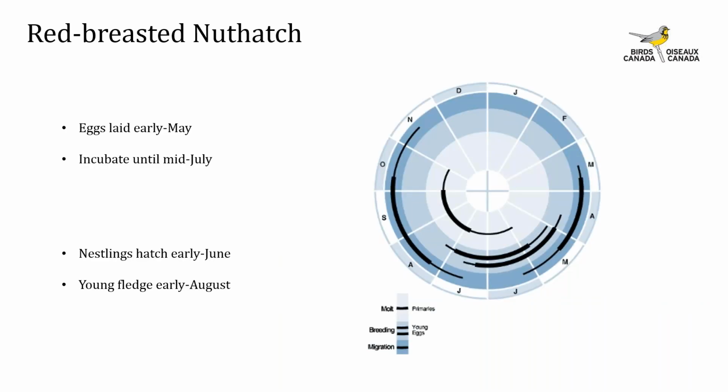The red-breasted nuthatch begins laying eggs in mid-April and continues incubating until mid-July. The young hatch at the beginning of May and will have fledged from the nest as late as early August.